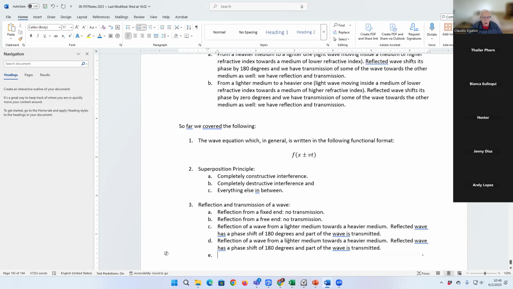Reflection of a wave from a heavier medium towards a lighter medium. Reflected wave has a phase shift of 0 degrees, and part of the wave is transmitted. That's what we covered. Okay, 3 different topics here. And you're going to need that to understand what's going to come next. Okay?